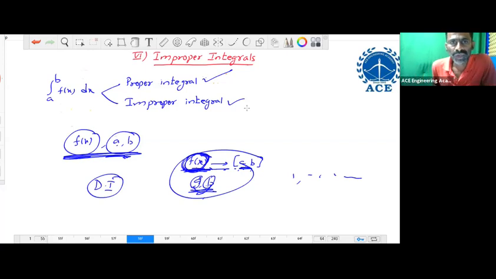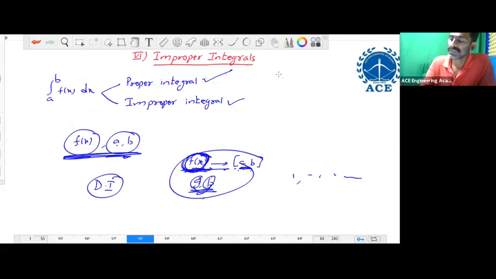So whatever problems we have done in the previous topic, all those are proper integrals. Or we can go to each problem and check whether the function is finite or not in the interval and the limits are finite or not. We did not do a single problem with an infinite limit in the previous topic, definite integrals. That is why all those problems are proper integrals.